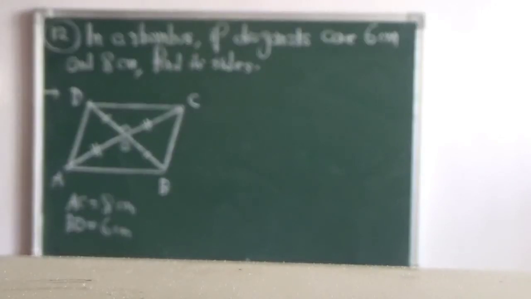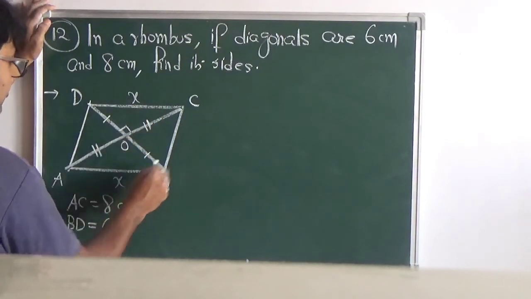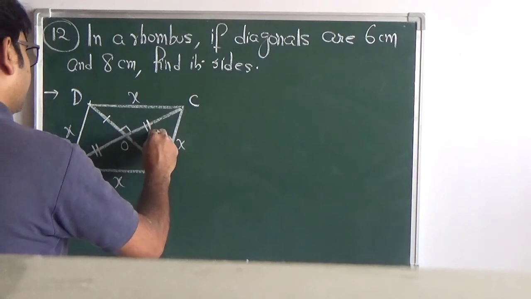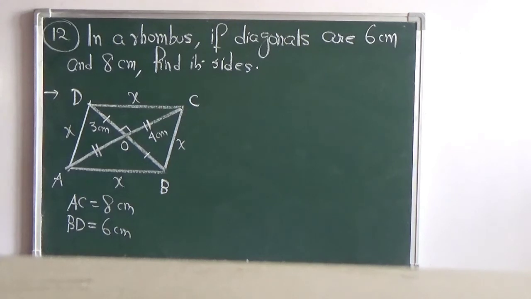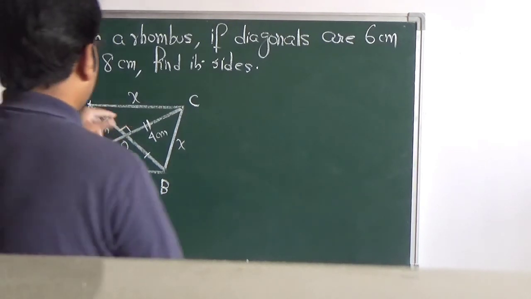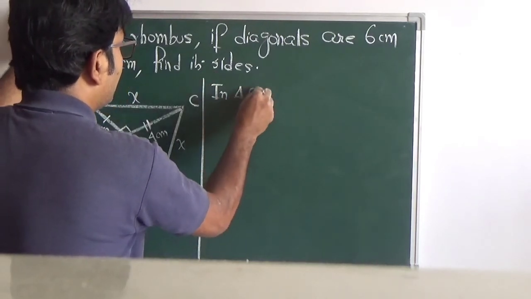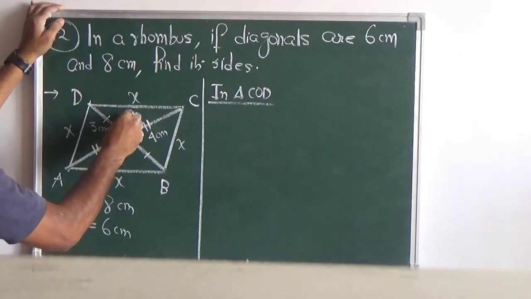Now if we take this as x, all the sides are equal. So if you find x, that means we find the 4 sides. So in that case we have this part as 4 and this part as 3 centimeters. So can we apply the Pythagoras theorem here? So in this triangle, suppose in triangle COD, by applying the Pythagoras theorem, this is the hypotenuse, the side opposite to the right angle.